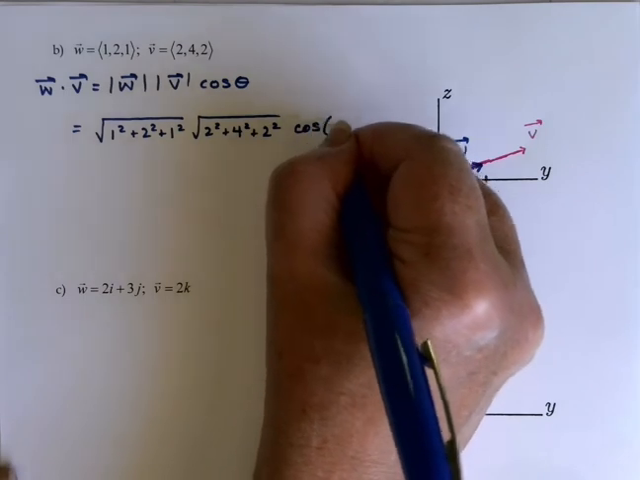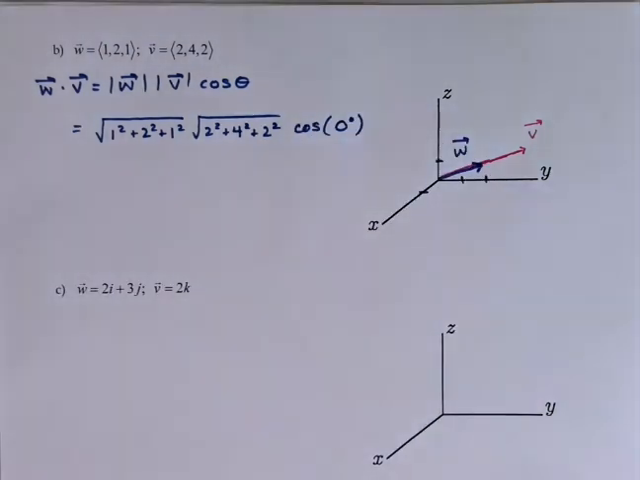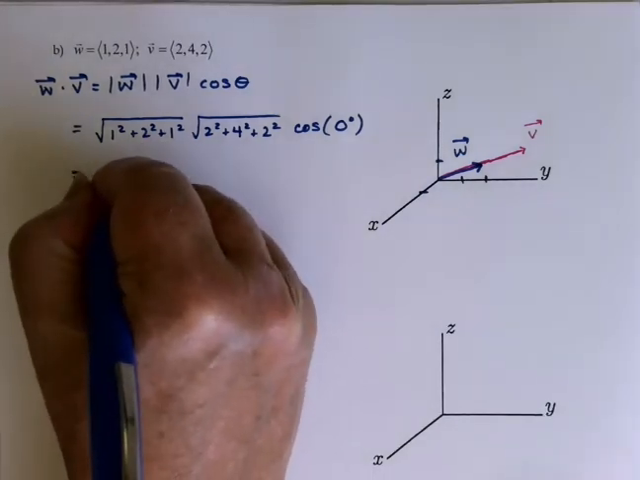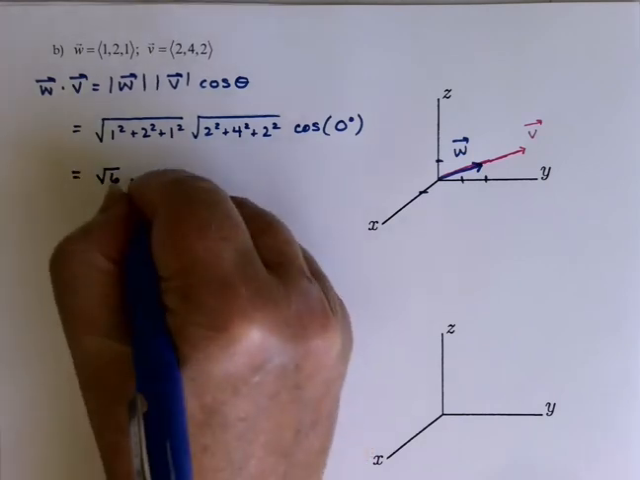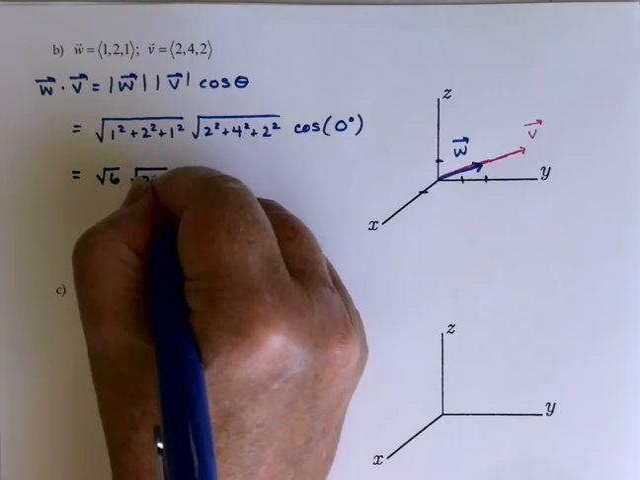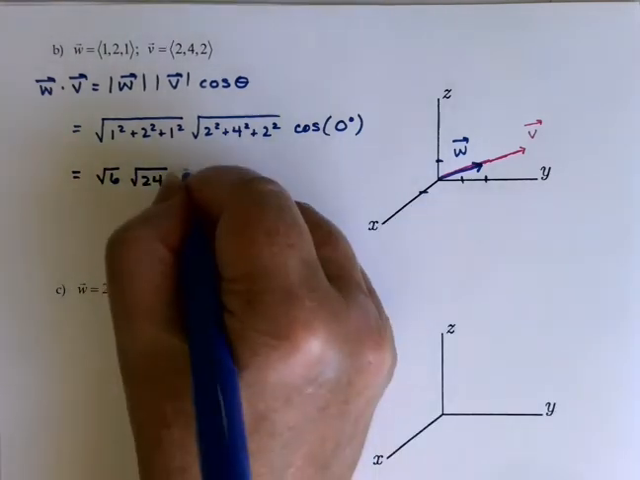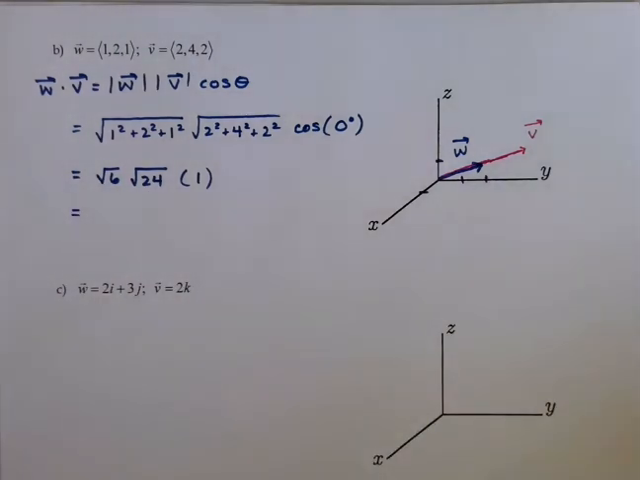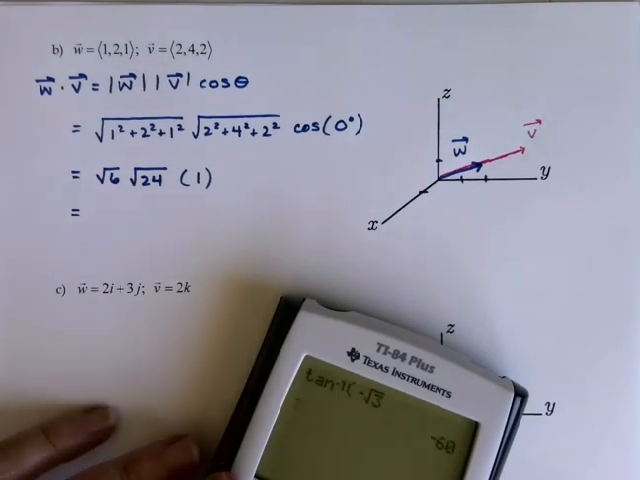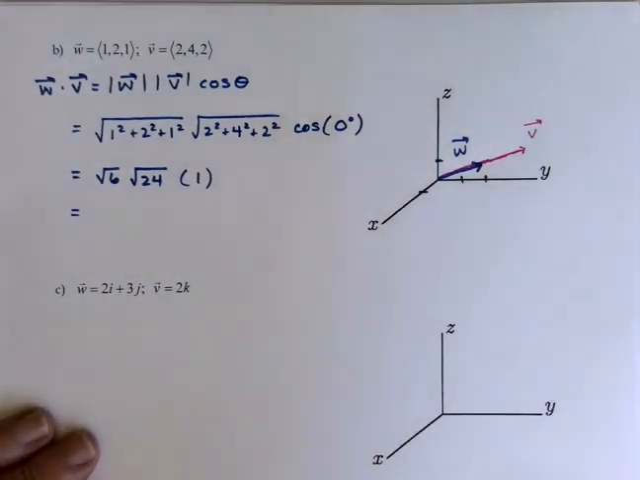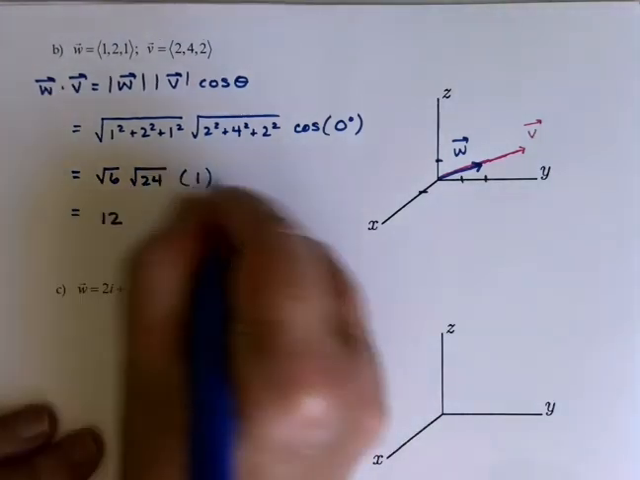And I'm going to fill in theta. Theta is 0 degrees. The angle between the vectors is 0. So I've got the square root of 6 times the square root of 24, times the cosine of 0, which is 1. And I think that's 144, isn't it? 6 times 24? Yeah, 6 times 24 is 144. Square root of that is 12. 12 times 1 is still 12.